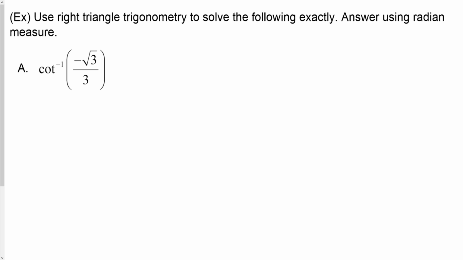Use right triangle trigonometry to solve the following exactly. Answer using radian measure. So let's say you didn't have a unit circle handy and you wanted to solve one of these. Or you just had one problem to solve and you didn't want to go through the process of drawing out an entire unit circle to answer it. And I completely understand that. There are still ways of answering this problem. So in order to do that, let's think about just a right triangle.